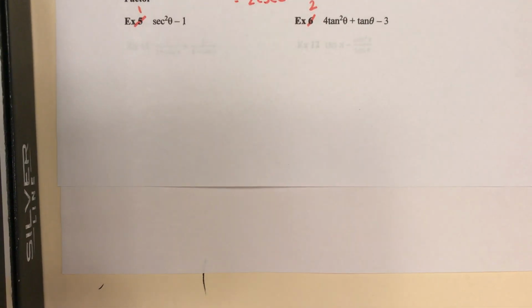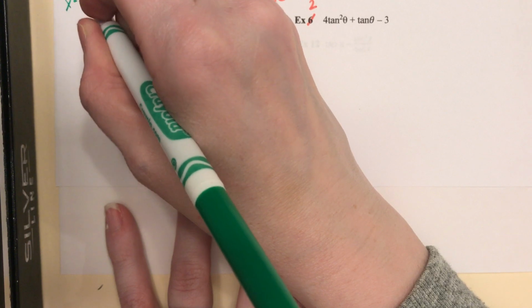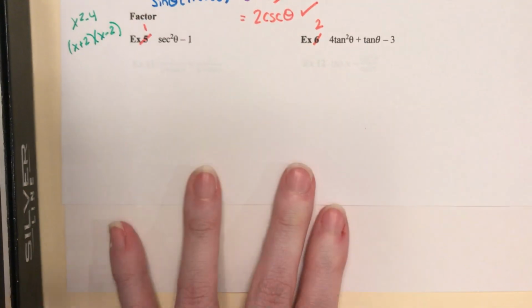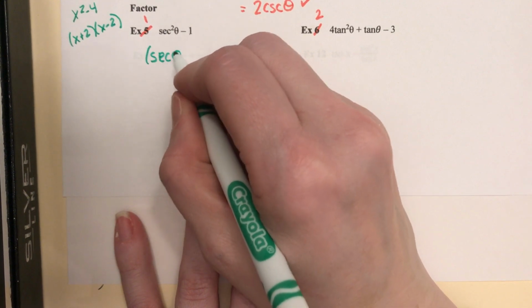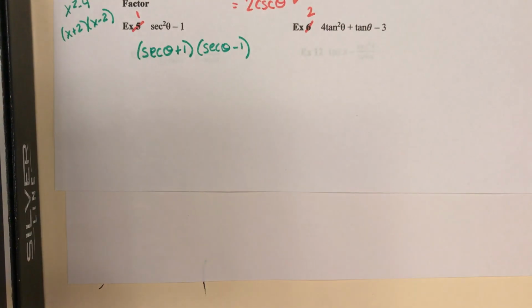So let's start with secant squared minus 1. So one thing when we're factoring, when you think back to algebra 2, when you have two terms, you want to check and see if it's a difference of squares. So these are both perfect squares. I can factor this. If this was x squared minus 4, we would factor that as x plus 2, x minus 2. So I'm going to do the same thing. This would be secant plus 1, secant minus 1. So we can factor trig functions exactly like we would factor a regular algebra problem.